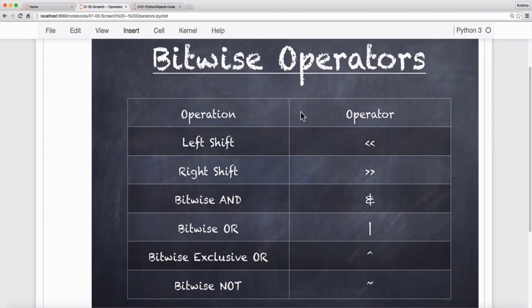Let us see the other operators. These are bitwise operators. I don't want to go deep because we hardly use these operators. Even left shift and right shift we hardly use, so I don't want to spend much time on this. Basically you just have a look at what bitwise operators are available in the language. So it's a left shift with two left angular brackets, and right shift with two right angular brackets, and this is a bitwise AND and a bitwise OR, and this is the exclusive OR and bitwise NOT.